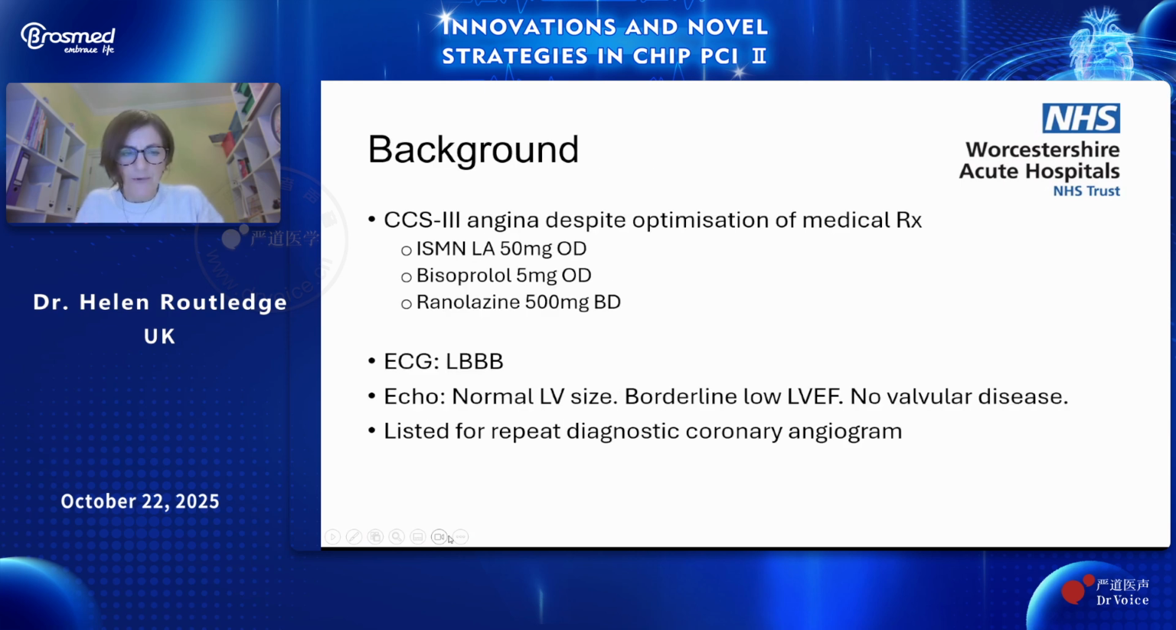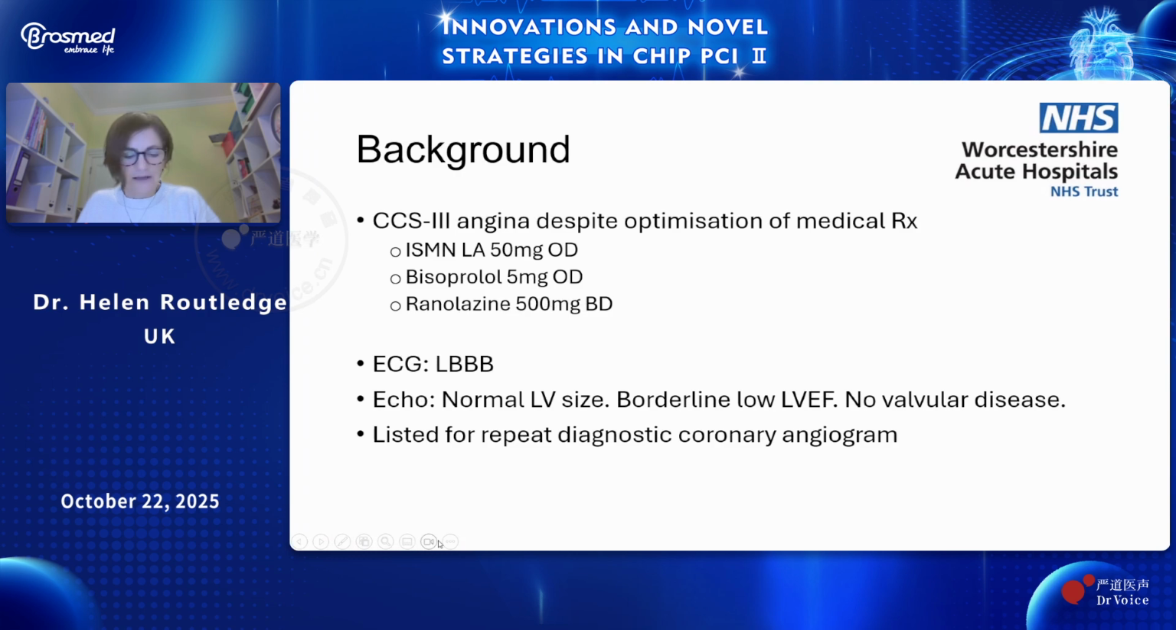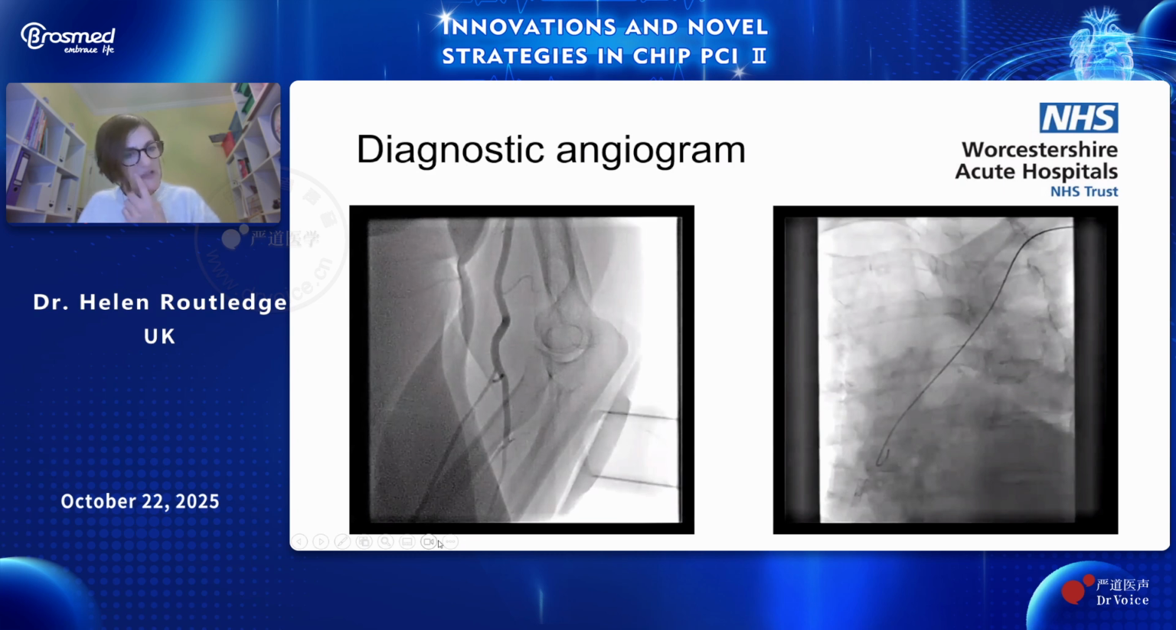She presented this time with really difficult angina, so three anti-anginal medications at maximum tolerated doses, and she was still getting angina on very minimal activity. Her ECG showed left bundle branch block, her LV function was borderline good. So she was listed for a repeat diagnostic angiogram, which you'll see here. She had no right radial to access. We went from the left radial. Everything was a bit difficult already.